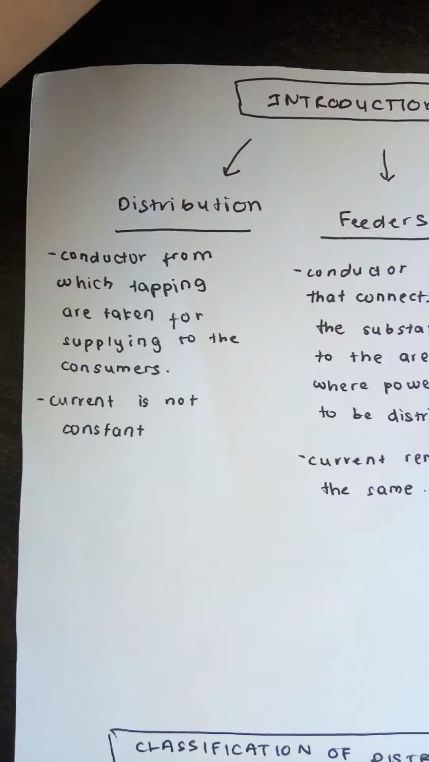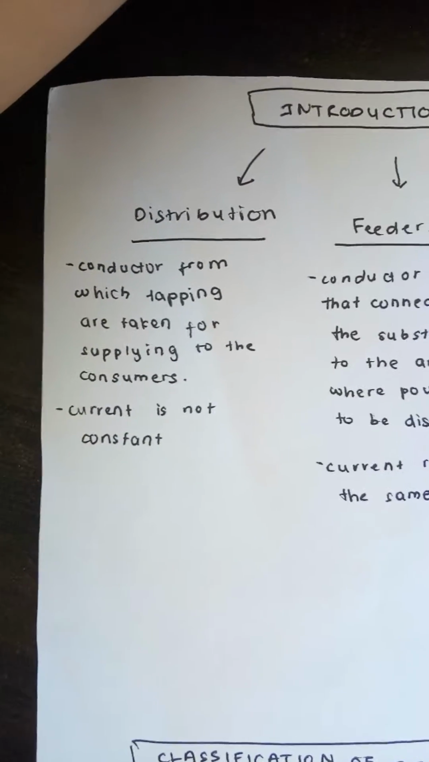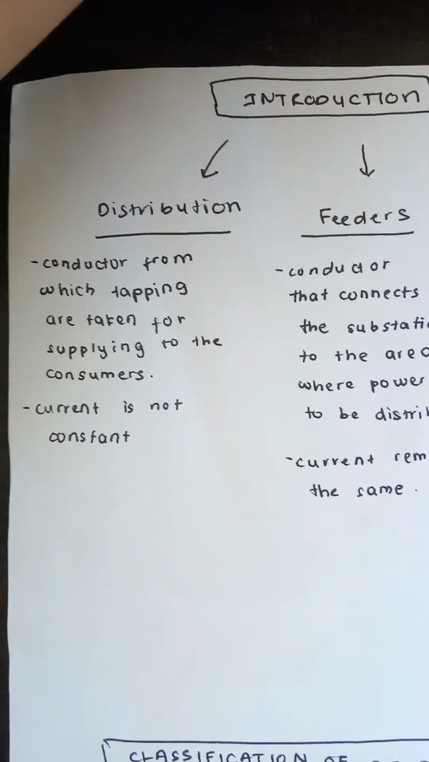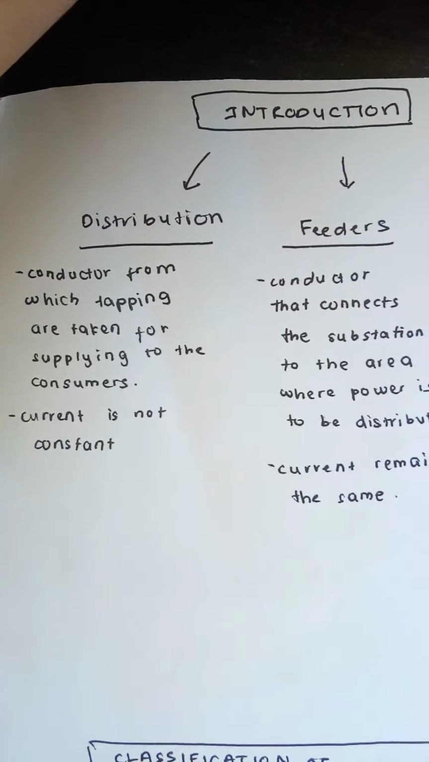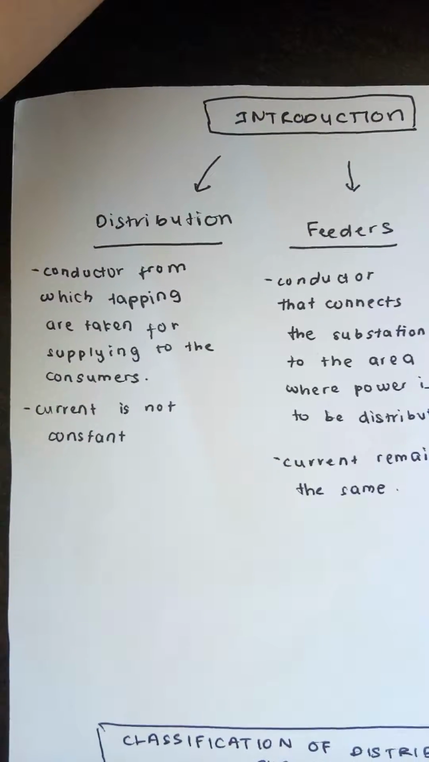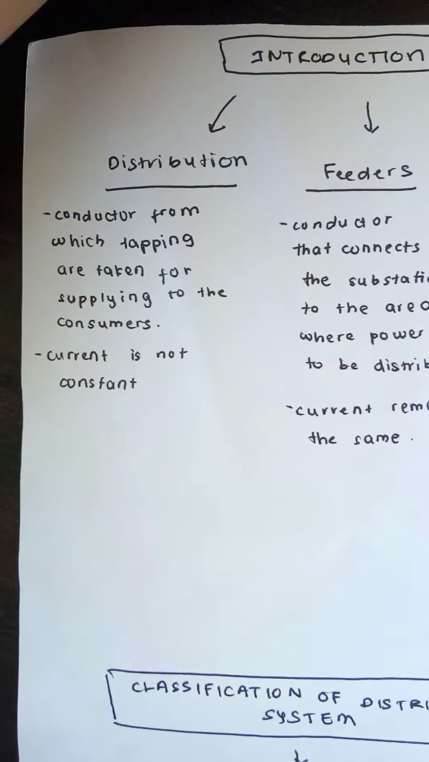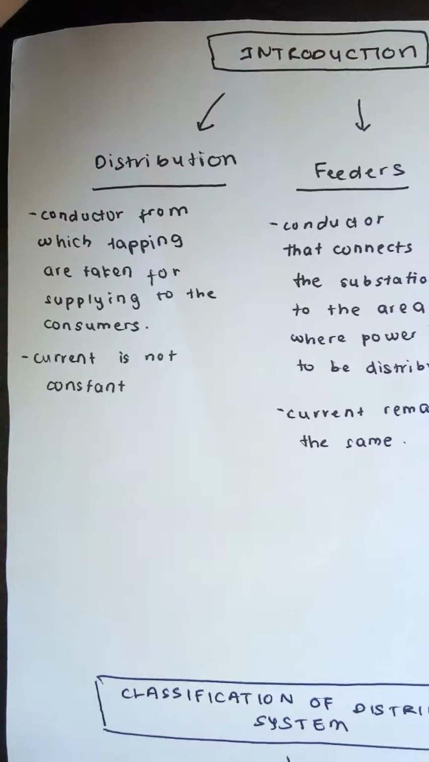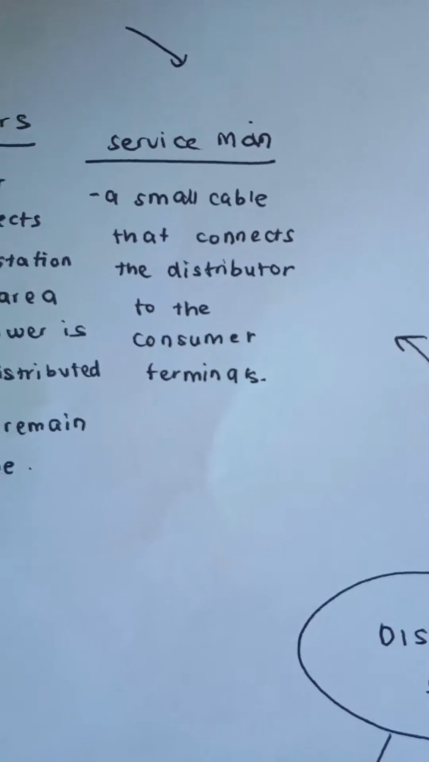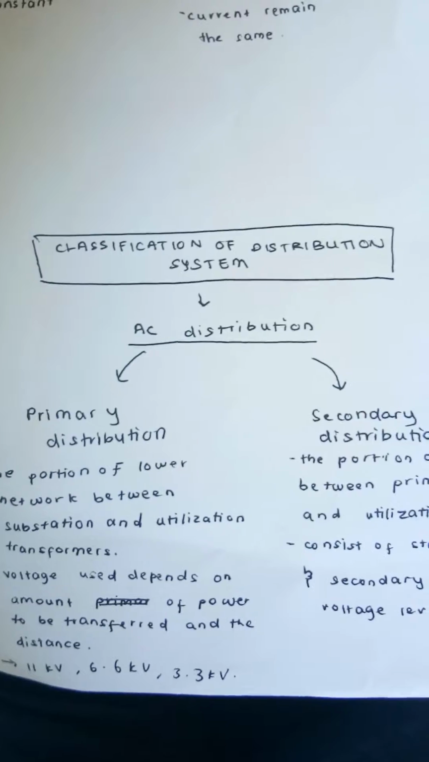A distributor is a conductor from which tappings are taken for supplying to the consumers. The current is not constant along its length, because tappings are taken at various places along this distance. And the service main is a small cable that connects the distributor to the consumer terminals.